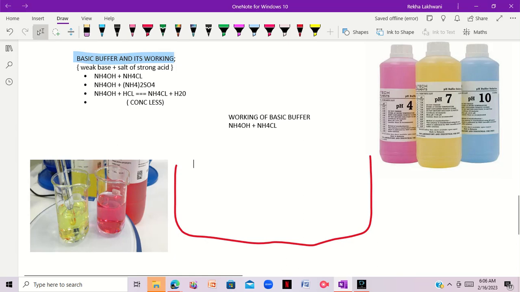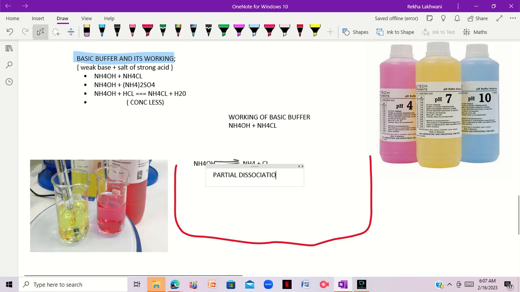As it's a weak base, it will not completely dissociate, and there will be formation of ammonium plus hydroxide ions. There will be equilibrium, a reversible reaction. So basically there will be partial dissociation.